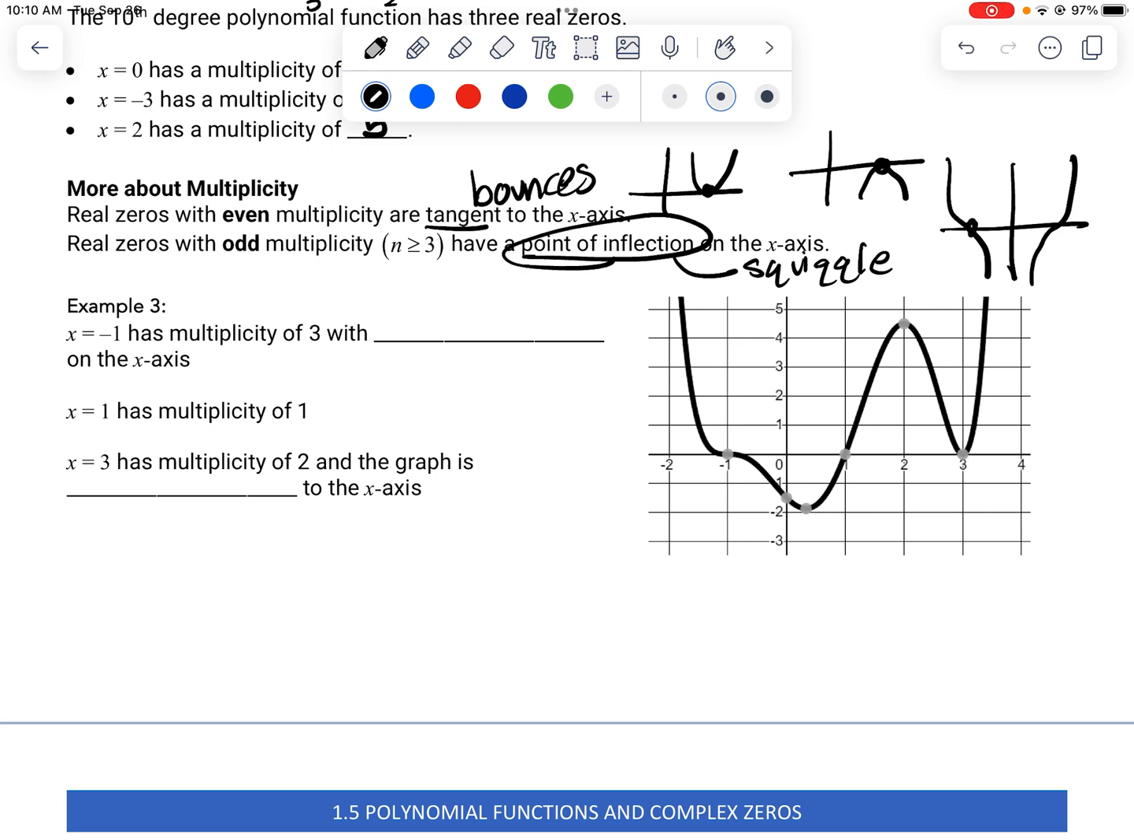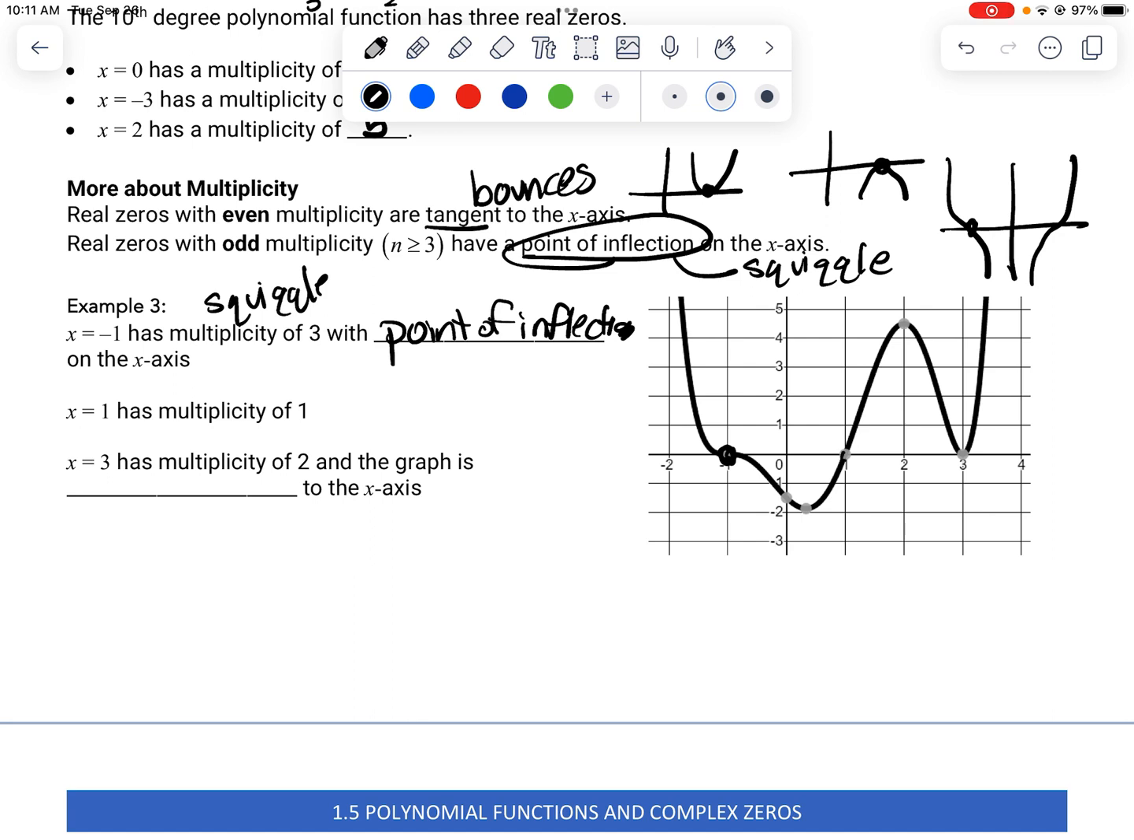So when we look at this next one here, x equals negative 3. So, or x equals negative 1, it's a squiggle. So it has a multiplicity of 3 with a point of inflection. Again, I like to use just the word squiggle on the x-axis. So again, that's where it changes from concave up to concave down.